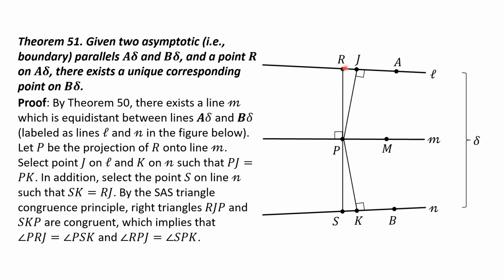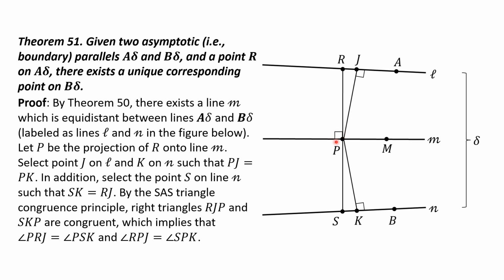And we're given a point R on L. And we want to find the corresponding point S, which I've drawn down here, but we have to construct that. By theorem 50, there exists a line M which is equidistant between L and N. Let P be the projection of R onto line M. So project R down onto line M.